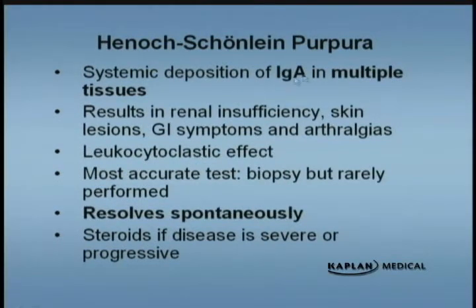Henoch-Schönlein purpura. You have IgA deposited. GI, joint, skin and renal, but not in the lung and not in the upper respiratory. Now, if the question says, what is the most accurate test? It is a biopsy. Most accurate is a biopsy.